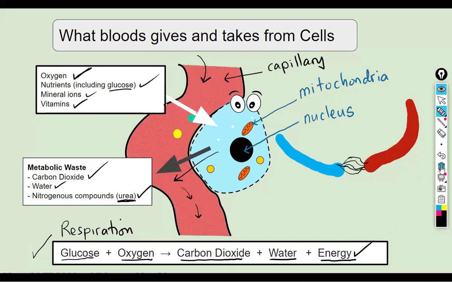There's something missing from my formula here. Who could tell me what's the 4th thing missing? When you perform respiration, you actually get 4 things: carbon dioxide, water, energy, and one more thing. It starts with the letter H. Right, you get a little bit of heat.